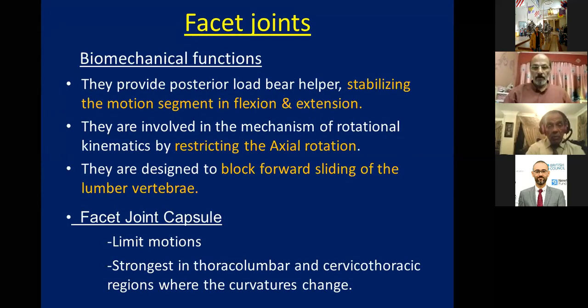Now, what is the biomechanical function of the facet joint? They provide posterior load bearing help, stabilizing the motion segment in flexion and extension. They are involved in the mechanism of rotational kinematics by restricting the axial rotation. They are designed to block forward sliding of the lumbar vertebra. They can prevent the upper lumbar vertebra from slipping forward on the lower one. The facet joint capsule limits motion, and is strongest in the thoracolumbar and cervicothoracic regions, where the curvature changes.